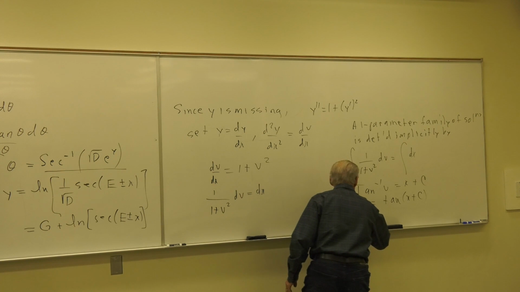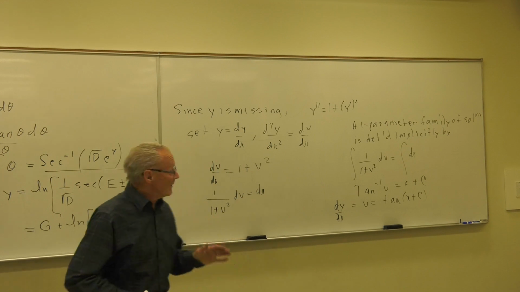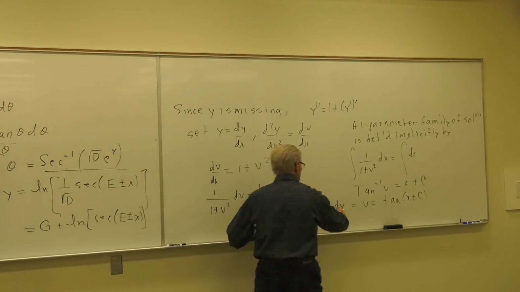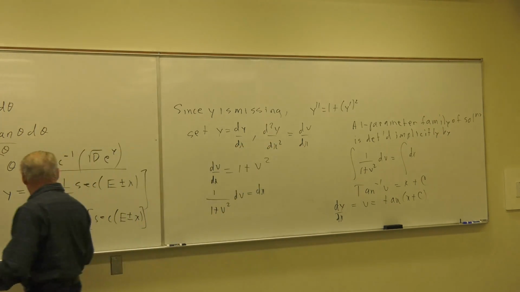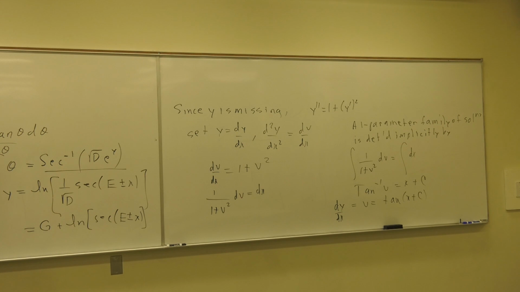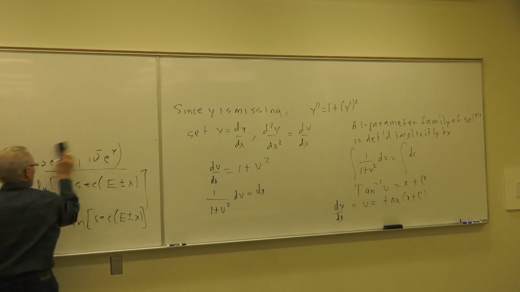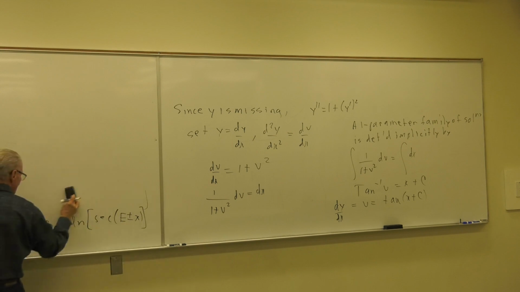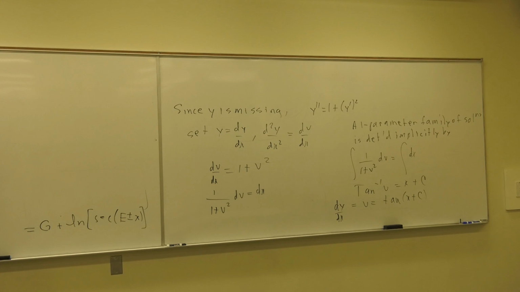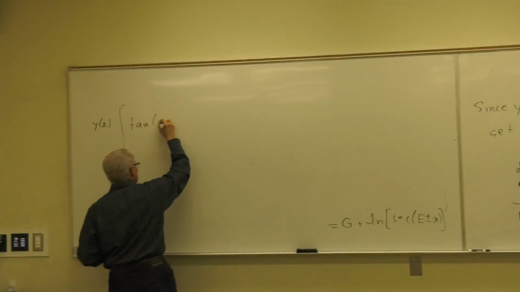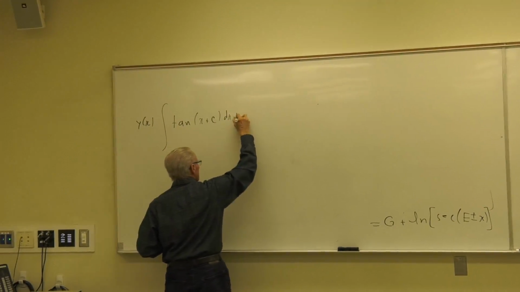But what's v? dy dx. Oh, this method seems to be a lot easier than the previous method for this particular problem. So now we got dy dx is equal to tan of x plus c. All we have to do is integrate, and we're done. There's the final answer down there. Let's see if they look the same. So therefore, y of x is equal to the integral of the tangent of x plus c dx plus d.